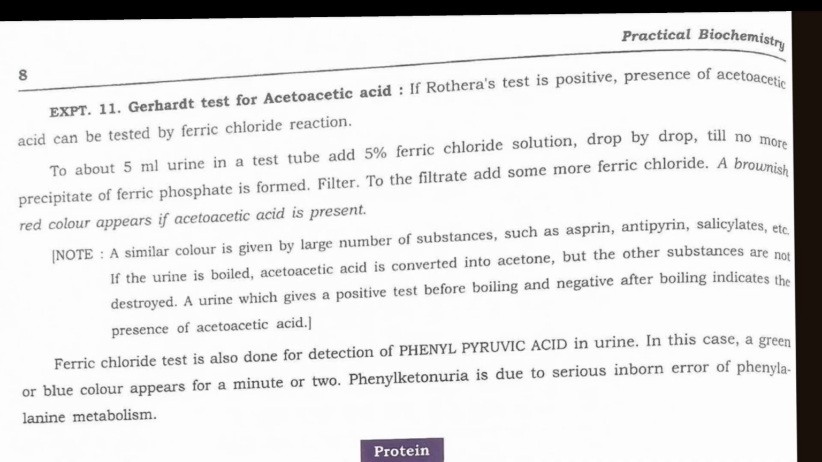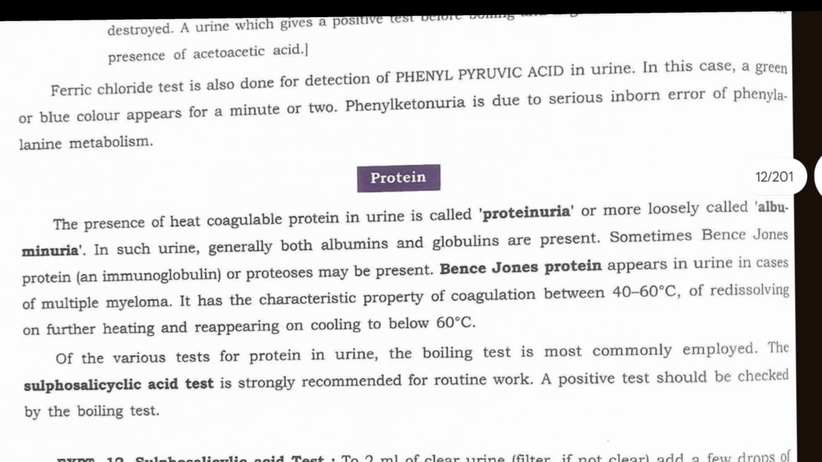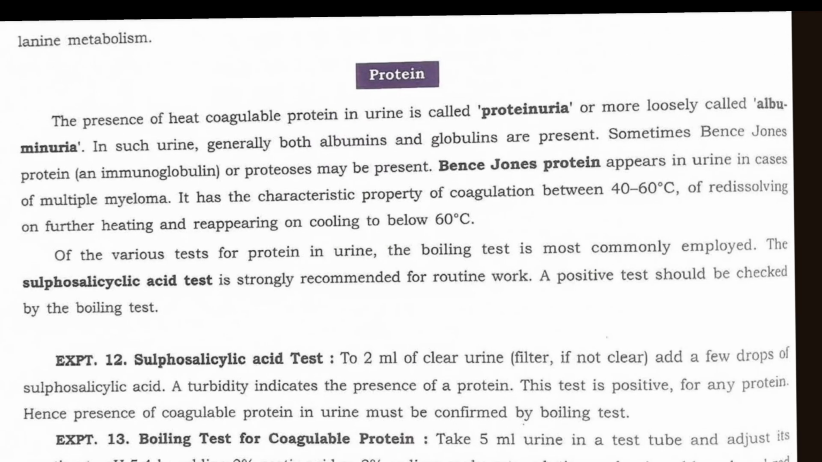अब आते हैं प्रोटीन में. Presence of heat coagulable protein in urine is called proteinuria, or more loosely called albuminuria. In such urine, generally both albumin and globulin are present. Sometimes Bence-Jones protein and immunoglobulin or proteose may be present.